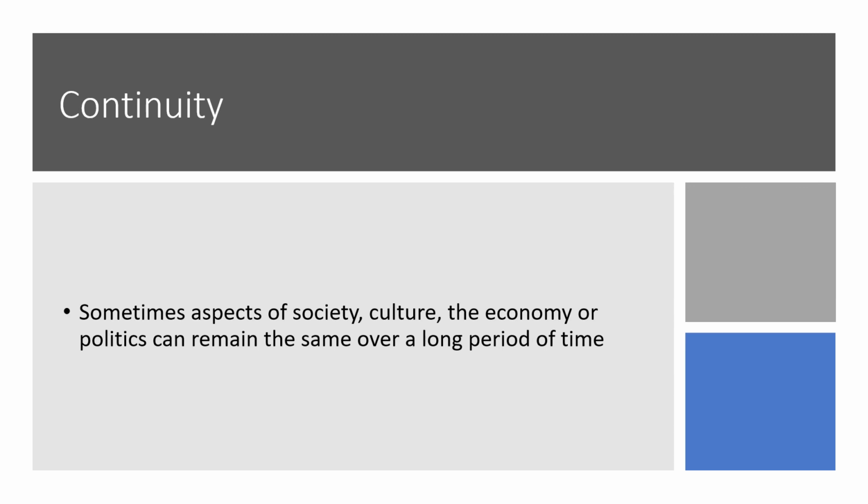Okay, so basically you write about Rosa. That paragraph about Rosa is one of 3 paragraphs about events that lead to change. And then you have to talk about continuity. So to define continuity, it means sometimes aspects of society, culture, the economy, or politics can remain the same over a long period of time. So you're looking at what doesn't change, basically.